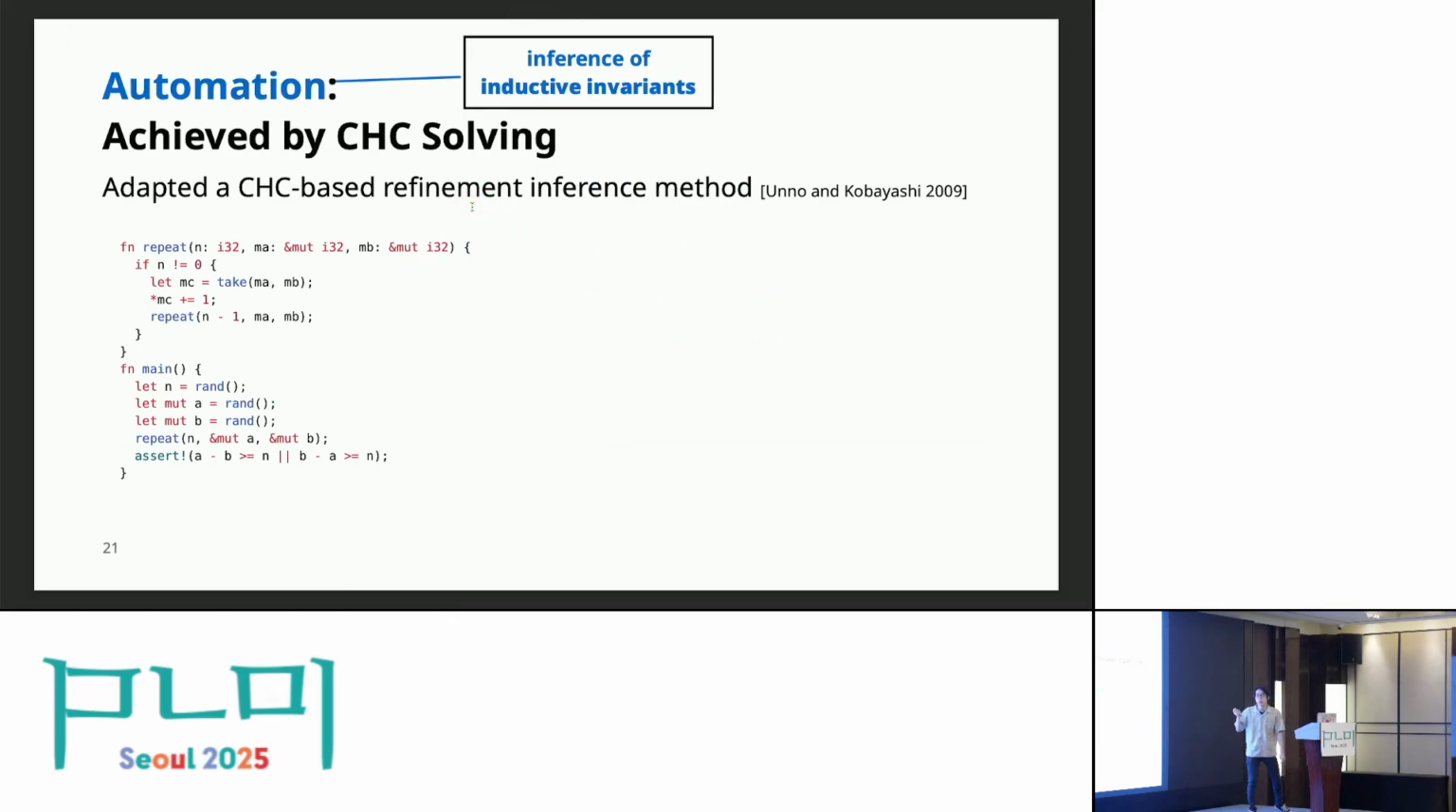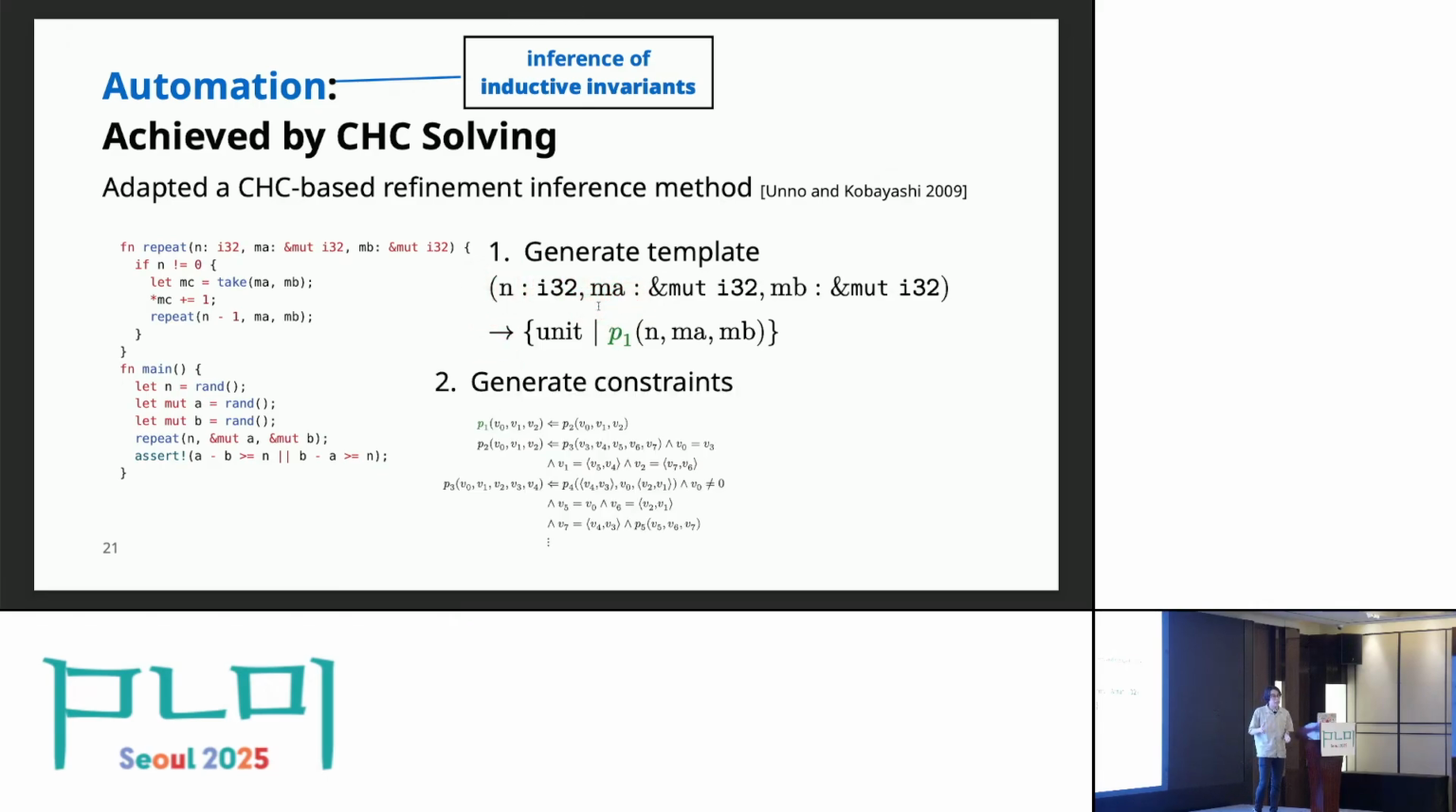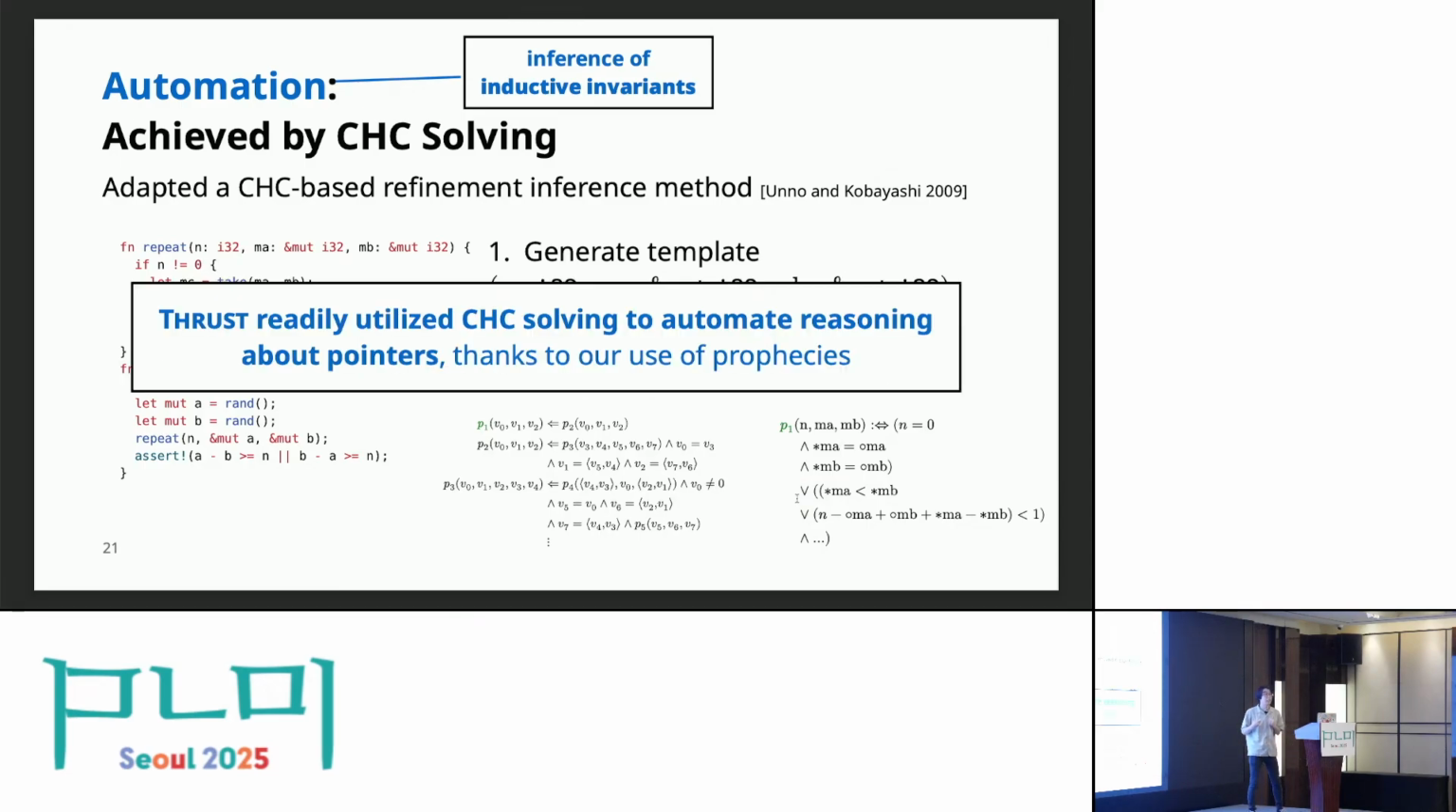So we adapted a liquid-type-based refinement type inference method that works in 3 steps. First, it generates a template of unknown refinement types using predicate variables, and then generates a constraint that the predicate variables must satisfy in the form of constrained Horn clauses, or CHCs, and finally gives the constraint to the solver and lets the solver solve it. And we get this kind of complex refinement type, and we don't have to write this kind of complex type, but Thrust infers that automatically for you. And also, Thrust really utilizes CHC solving to automate reasoning about pointers, loops, or recursive functions at once, thanks to our use of prophecy variables.